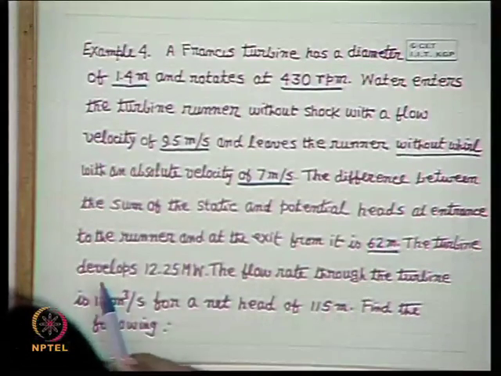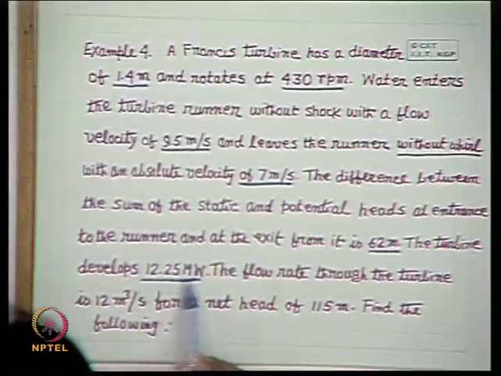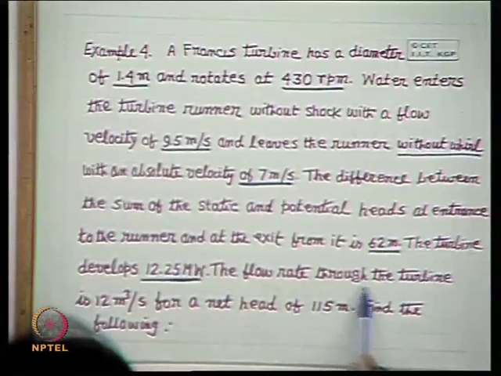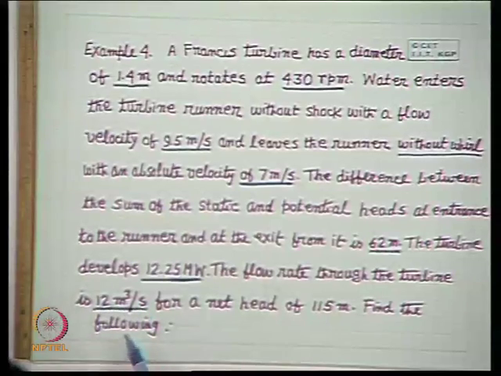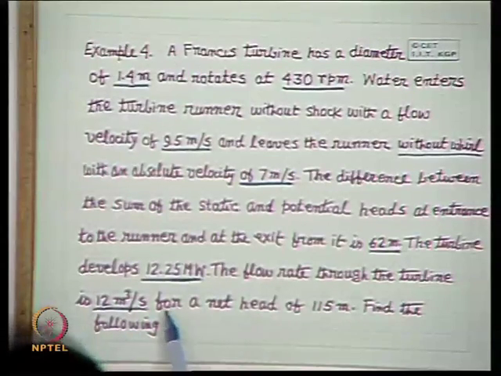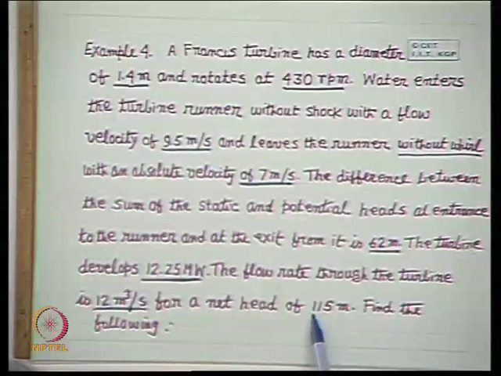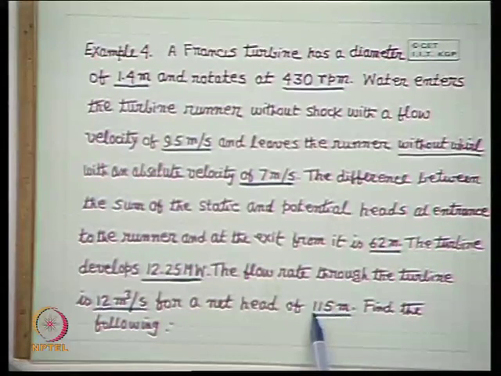The turbine develops 12.25 megawatt. This is the power developed by the turbine. The flow rate through the turbine is 12 meter cube per second. So, the flow rate is 12 meter cube per second. For a net head of 115 meter, find the following.